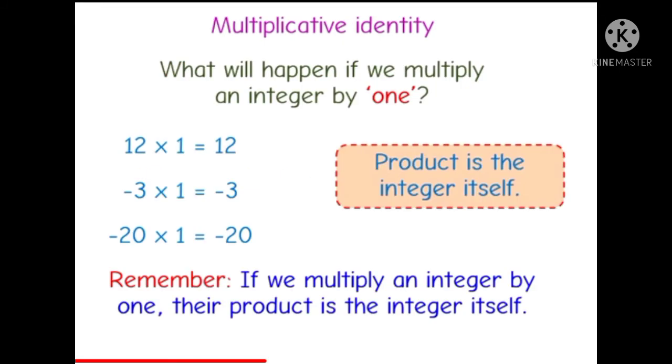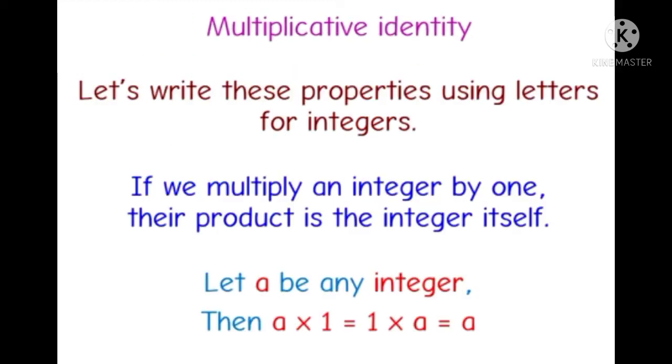Next one is multiplicative identity. If we multiply an integer by 1, their product is the same integer itself. For example, 12 multiplied by 1 is 12, minus 3 multiplied by 1 is minus 3, minus 20 multiplied by 1 is minus 20. In general, let a be any integer, then a into 1 is equal to 1 into a is equal to a.